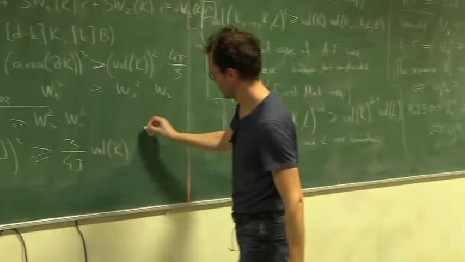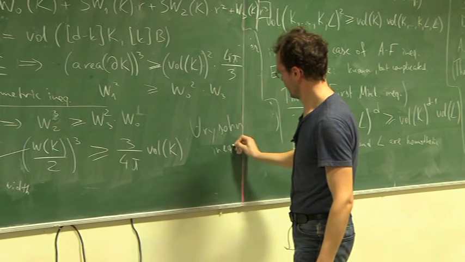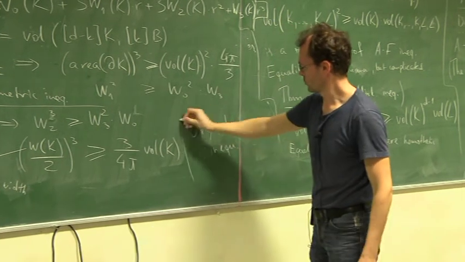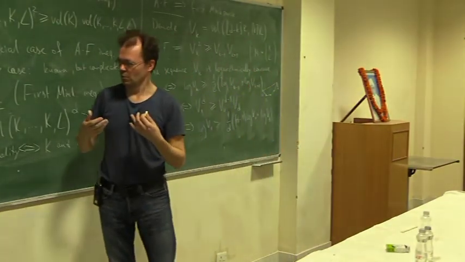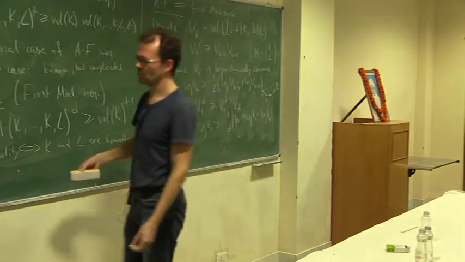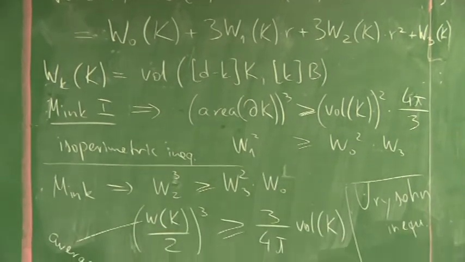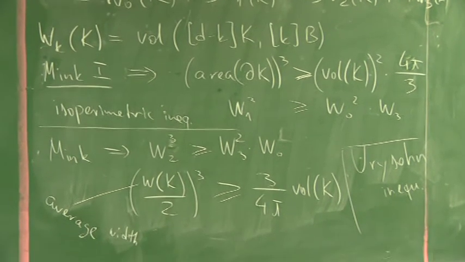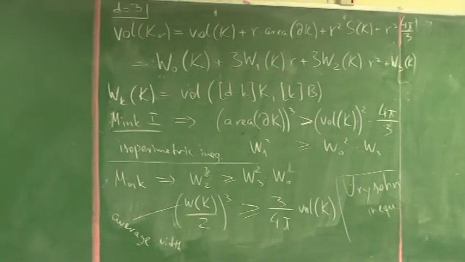And this inequality is called the Urysohn inequality. Urysohn was a mathematician who died very young, and he actually did many well-known things in general topology. But aside from that, he also proved this inequality. So these are consequences of the first Minkowski inequality, and we can also look at what follows from the second Minkowski inequality.